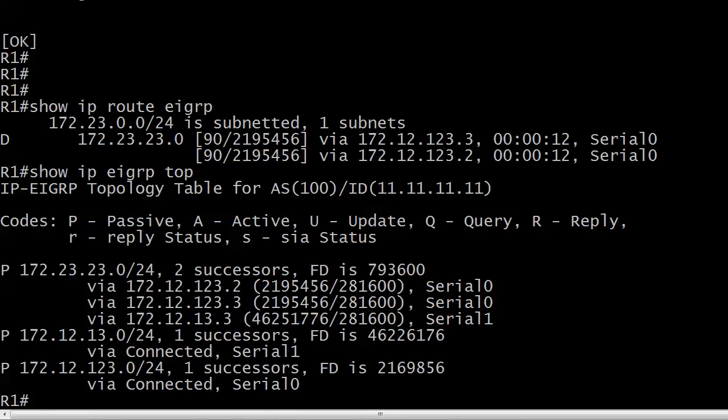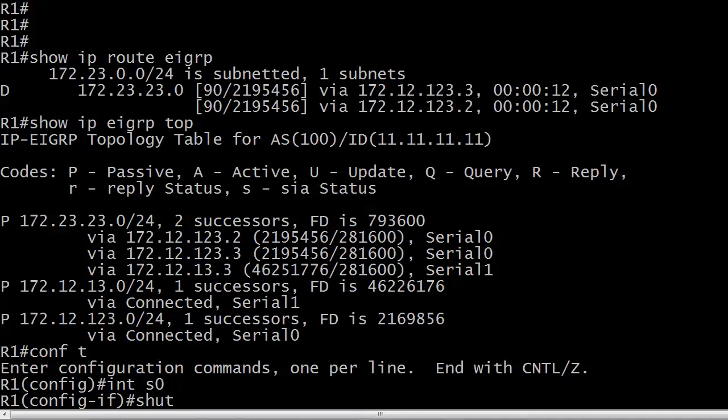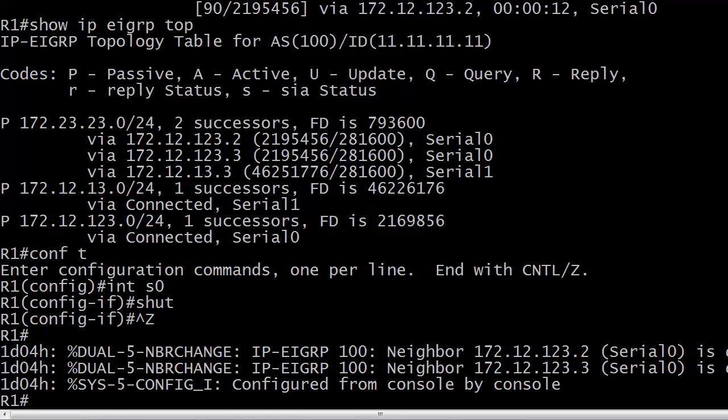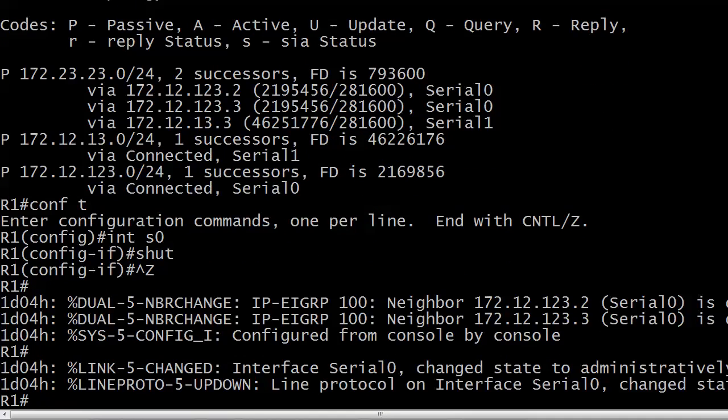So since the reported distance is less than the feasible distance, that'll update in a second. 281,600 is much less than 219,5456, then we know it's still a feasible successor. So let's go ahead and test that out, and what we'll do in a lab environment, of course, is shut down serial 0. So of course, naturally, we're going to lose some adjacencies. So now we should see, if DUAL's doing its job and the feasible successor theory is all correct, that route back in the table.